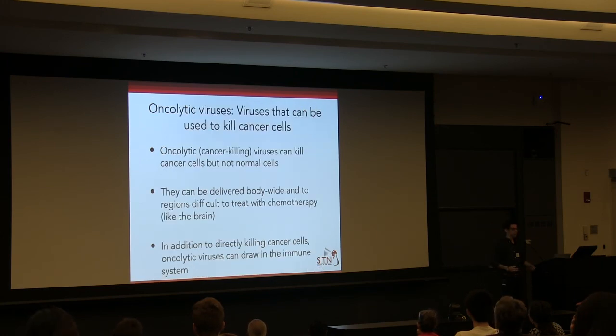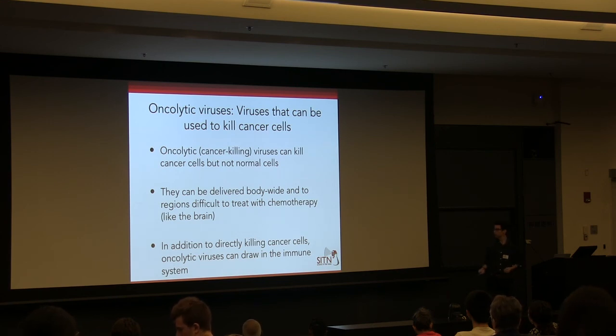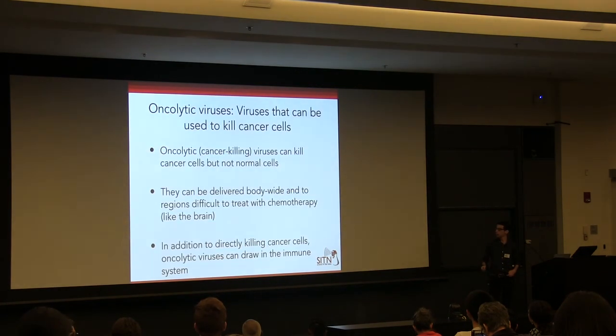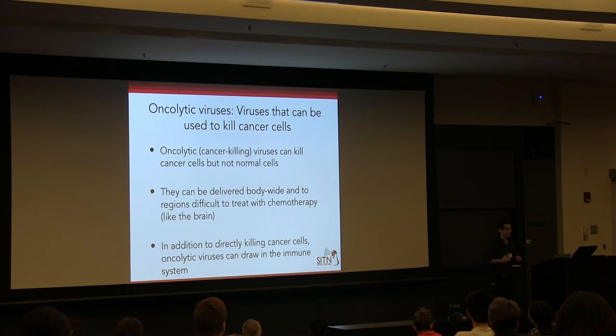So what I want to speak about is called oncolytic viruses. Now these are viruses that kill cancer cells, but not friendly cells. So they can be delivered body-wide and to regions difficult to treat with chemotherapy. Sometimes drug delivery for chemotherapy is very challenging. In addition to killing cancer cells, oncolytic viruses can draw in the immune system. So this is just a use of viruses, not to make us sick, but to address an important health concern.